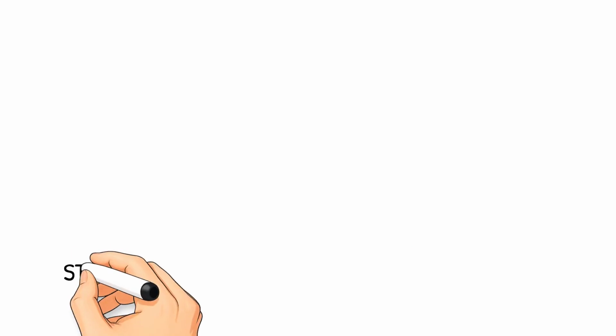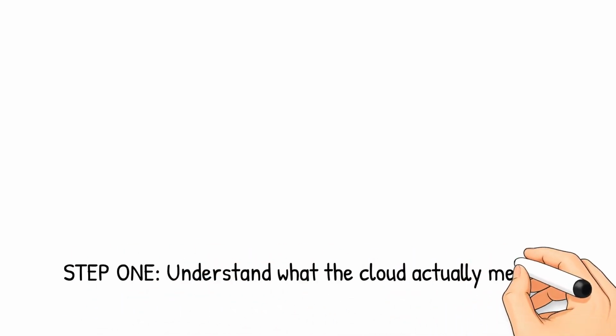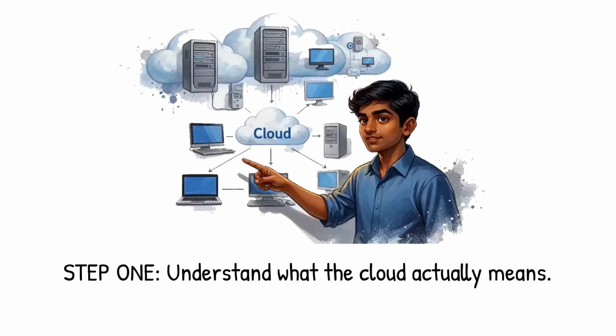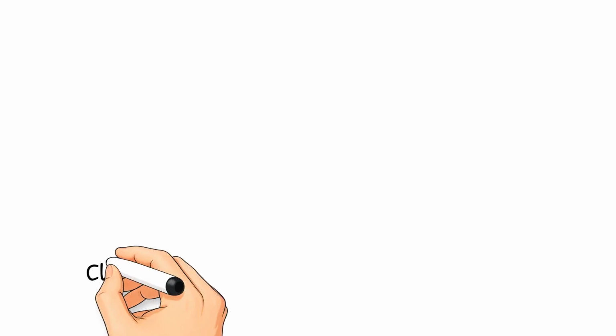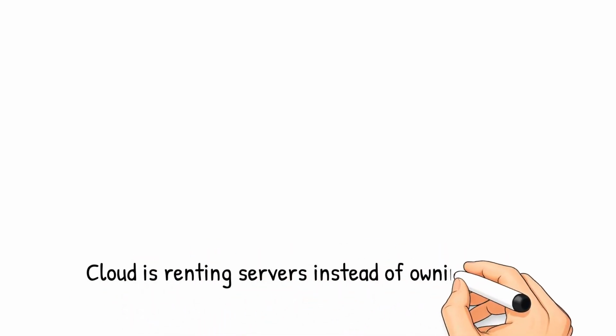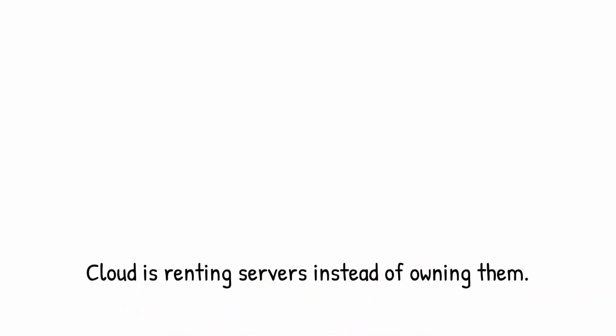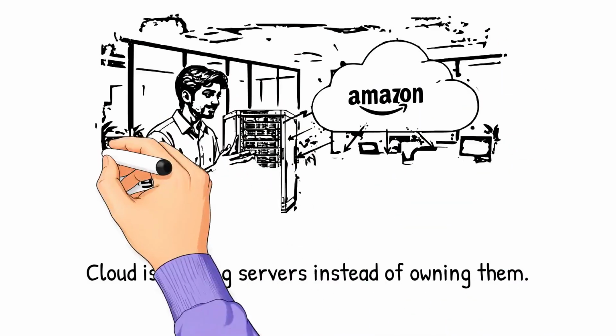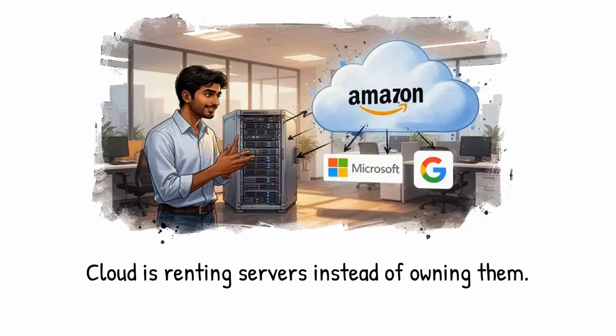Let's go. Step 1. First, understand what cloud actually means. The cloud simply means using someone else's powerful computers, storage, and databases over the internet, instead of buying and managing everything yourself. Here's a simple example. Instead of buying an expensive server and keeping it in your office, a company just rents one from Amazon, Microsoft, or Google and pays only for what it uses.